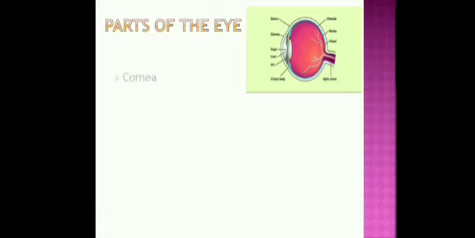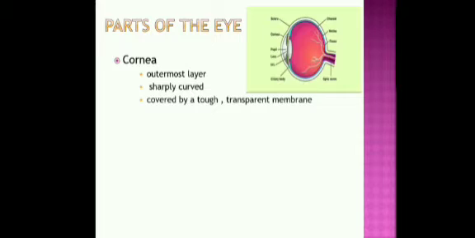First is the cornea. It is the outermost layer of the eye and it's sharply curved and covered by a tough, transparent membrane. When light enters the eye, it passes through the cornea first and it bends light rays inward, gathering them together in an area small enough to enter the eyeball.